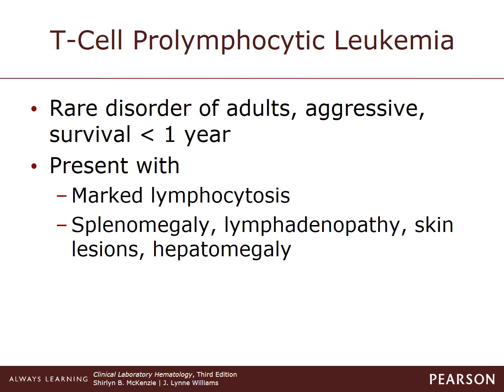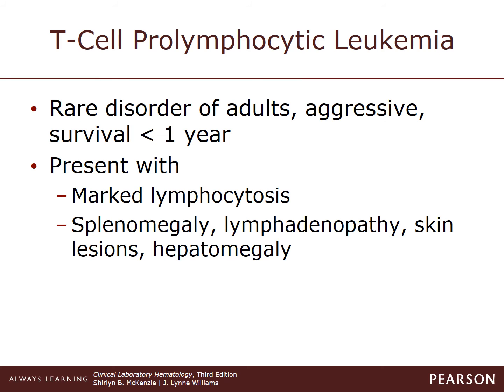Now let's talk about the T cell types of leukemia and lymphomas. So T cell prolymphocytic leukemia is a rare disorder of adults and usually presents with marked lymphocytosis and splenomegaly. These patients often have enlarged lymph nodes, skin lesions, as well as liver enlargement. The morphological appearance in this case is more variable than in the B cell.